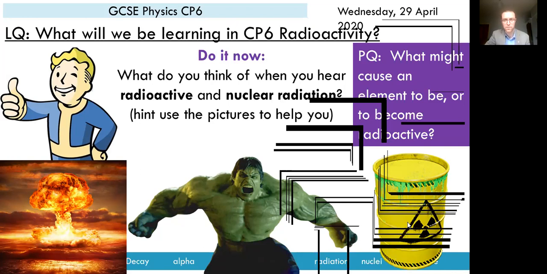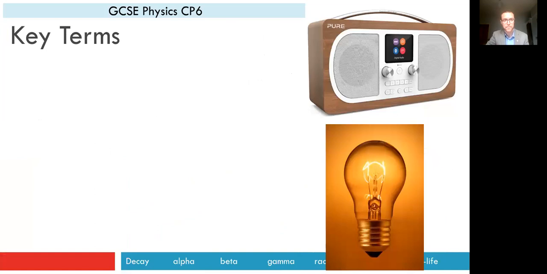Okay, you might have your own as well. If you tried the PQ, that was what might cause an element to become radioactive. It is if it has the incorrect ratio of neutrons and protons, then it will be radioactive. Okay, so let's have a look at some key terms first before we get started.